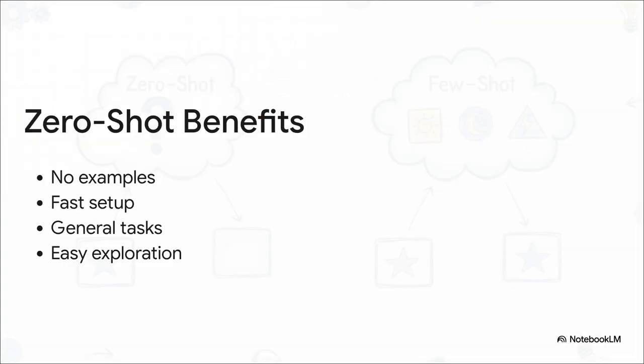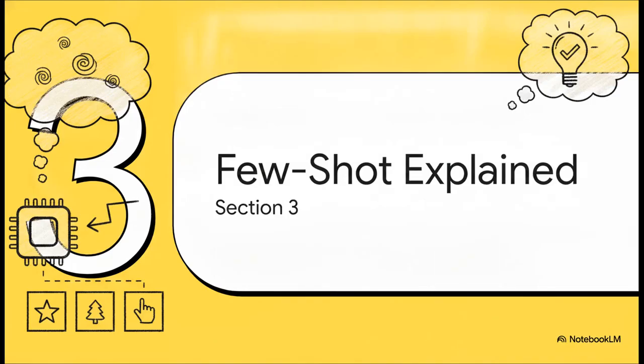The real beauty of zero-shot, it's all about speed. You don't need to hunt down examples. The setup is incredibly fast. You literally just write your thought and hit enter. It works fantastic for general tasks where a standard interpretation is totally fine. Because of this, zero-shot is widely considered the absolute best starting point when you're just exploring a new idea or prototyping before committing to a bigger workflow. Which brings us to Section 3, few-shot prompting explained.